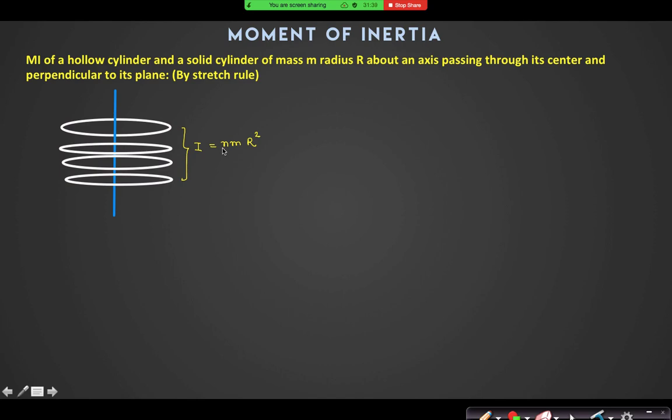Instead of n being finite, if I say that there are an infinite number of rings connected like this, if n tends to infinity, what will you get actually? A cylinder. We will get a hollow cylinder. So can I say the moment of inertia of the hollow cylinder? Look, here also n into m is the total mass of the system. Yes or no? So for a hollow cylinder also, can I say that the moment of inertia is simply mr square?